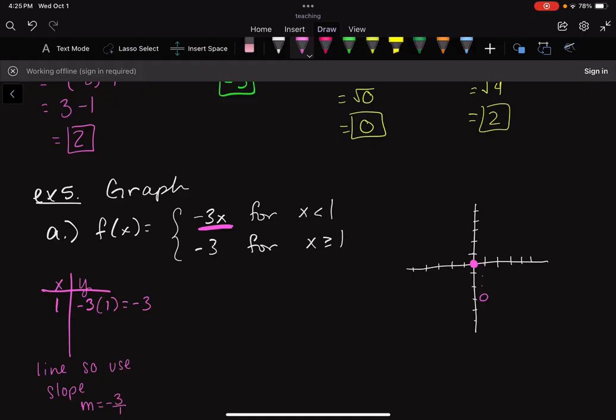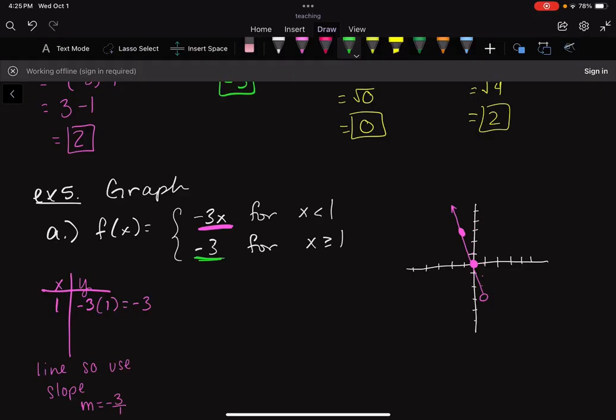And then I can go up again. So if I want another point, 1, 2, 3 over 1. So that one would be like here. So here's what my pink part of my graph is looking like. Now I'll do the rest of it.